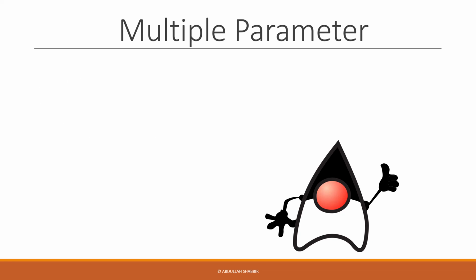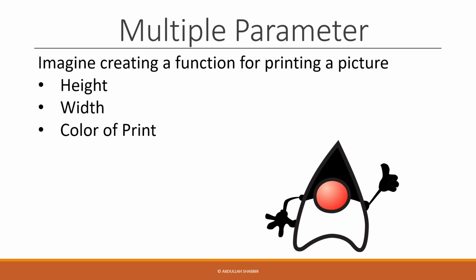So let's create a function that takes in 3 arguments, 2 for the width and height of a print and 1 telling us whether or not to print in color. Then it can tell us exactly what the print should look like. Let's make a function for printing that.